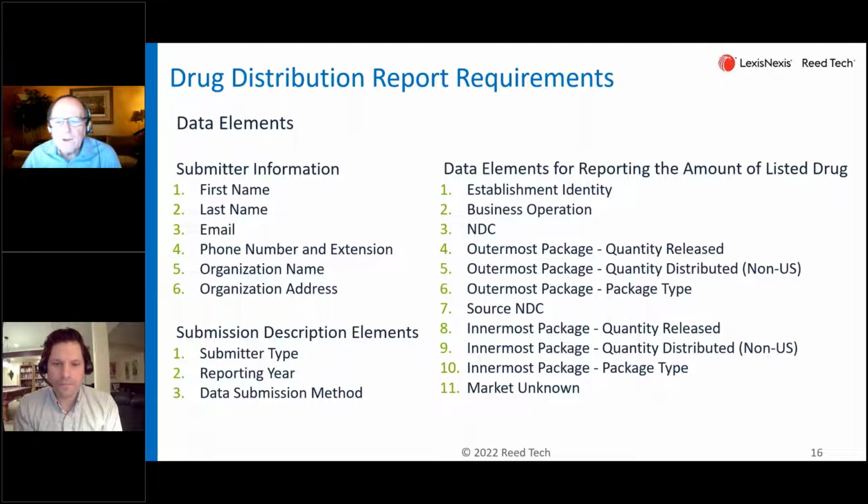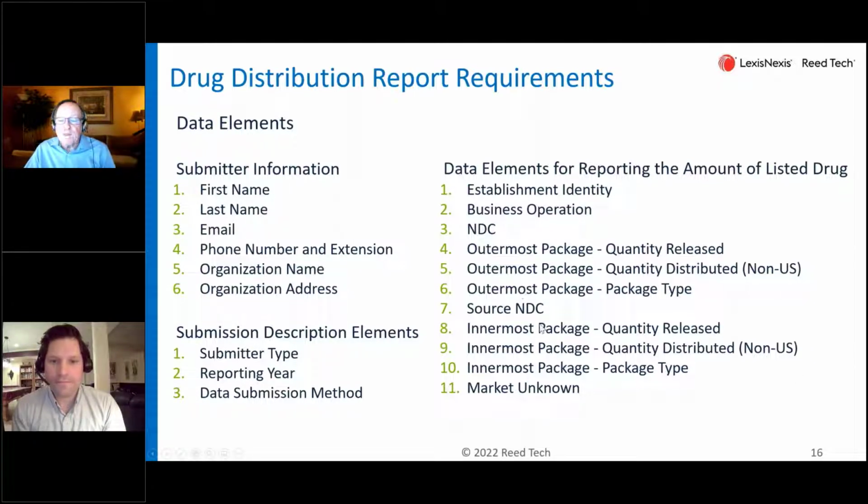The data values that you'll need to have in place, the ones on the left, are entered for each submission, and they're basically metadata. Who is the submitter, and a little bit about the submission, what year is it, and so on. And then the list on the right are those actual fields that we were looking at earlier, where for each row in this particular report, you would need to fill in some of these.